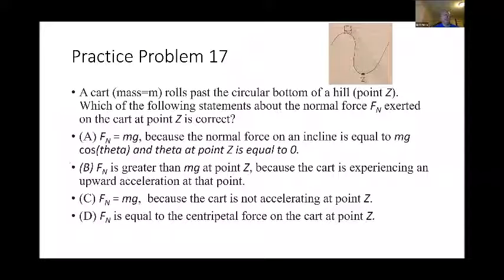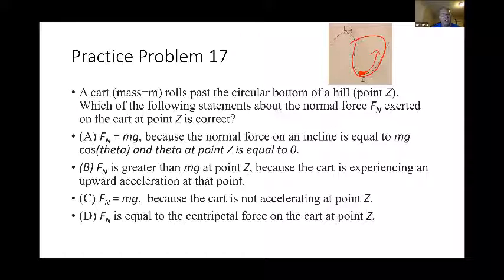Now, number 17 is very much like the first problem we did today, I think number 13. So a cart of mass m rolls past the circular bottom of a hill, point Z. Which of the following statements about the normal force exerted on the cart at point Z is correct? So think of this as if it's a circular motion kind of problem. When the cart gets down here, it's got to accelerate up that circle.